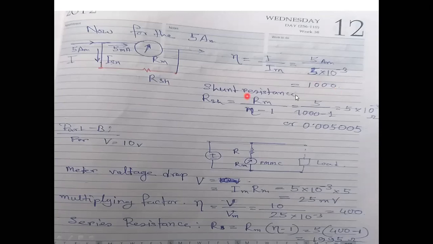So I need to measure the shunt resistance. Shunt resistance RSH is Rm by (η minus 1). It is coming 5 by (1000 minus 1), with 1000 being the multiplying factor. So it is coming 5 into 10 to the power minus 3 ohm, or say 0.005005. Okay, so this amount of shunt resistance is required to measure 5 ampere current whenever we use a full scale deflection current of 5 milliampere PMMC meter.